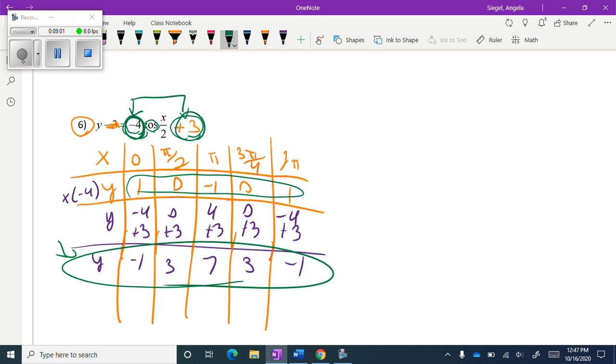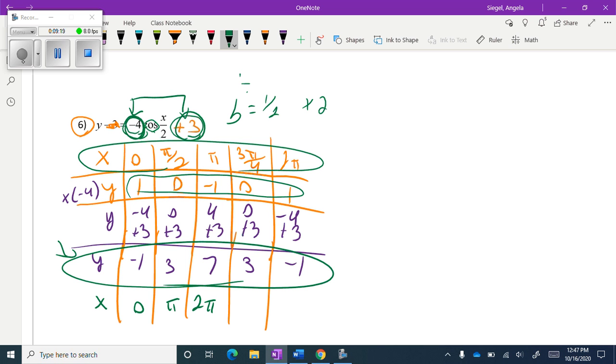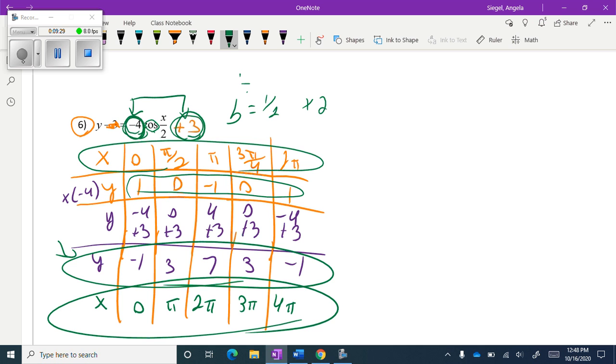The next thing I have to do, my b is actually 1/2. So remember your b, you always divide it. So when I divide by 1/2, I'm going to multiply my x values by 2. So I'm going to take all of my x values and multiply them by 2. So notice the pattern. I have 0, 1 pi, 2 pi, 3 pi, and 4 pi. So those are my 2 answers.